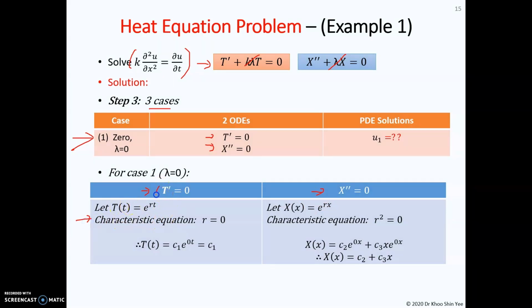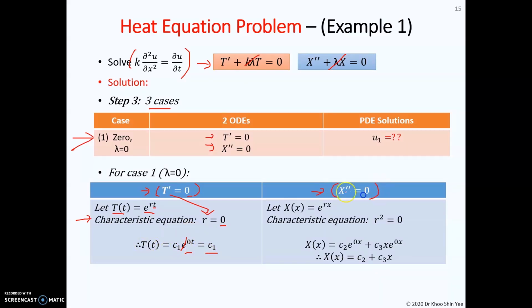So for the first equation here, our T is equal to the exponential of the root multiplied with t. T prime can be converted to r. On the right hand side you have 0, therefore the root is equal to 0. Substitute the root inside this solution, you obtain exponential 0t. So this can be equal to 1, therefore your T is equal to a constant.